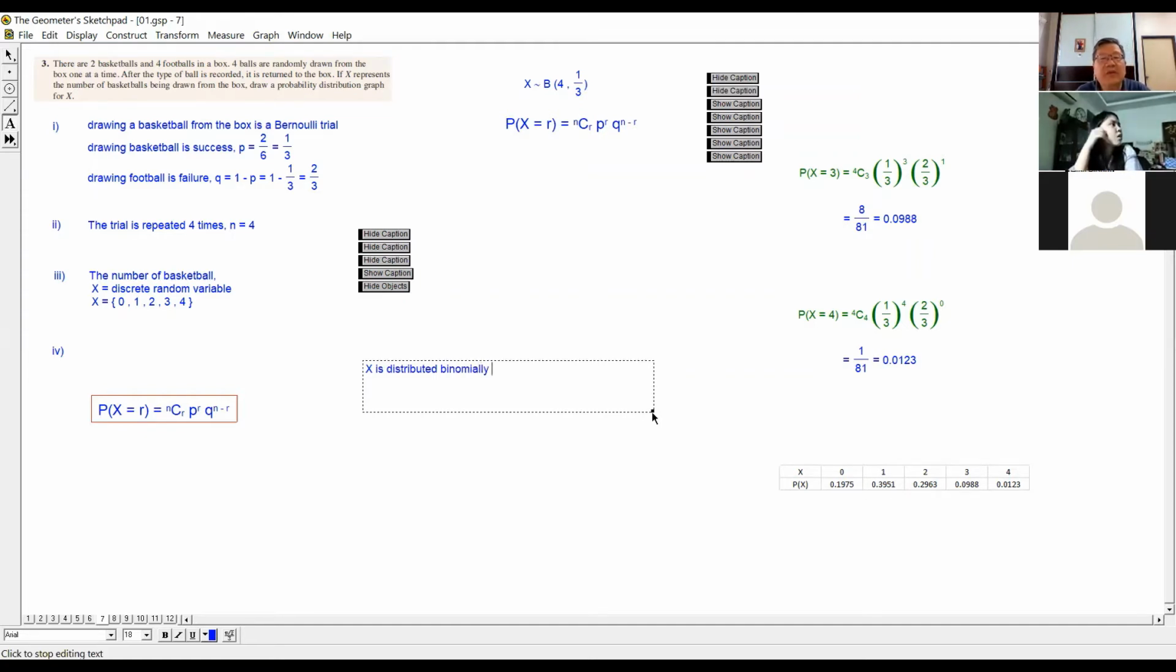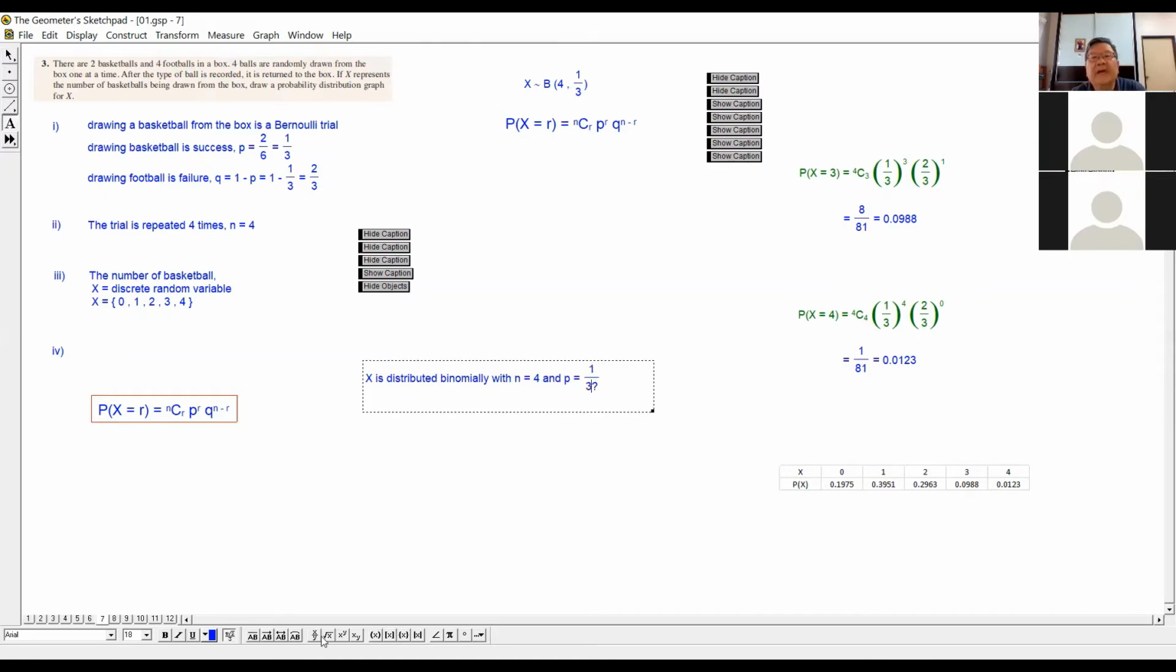X is distributed binomially with n equals to 4 and p equals to 1/3. This is how you're going to read this thing here. Now this notation here is not my invention. You go to all the textbooks, this is how they write a binomial distribution.